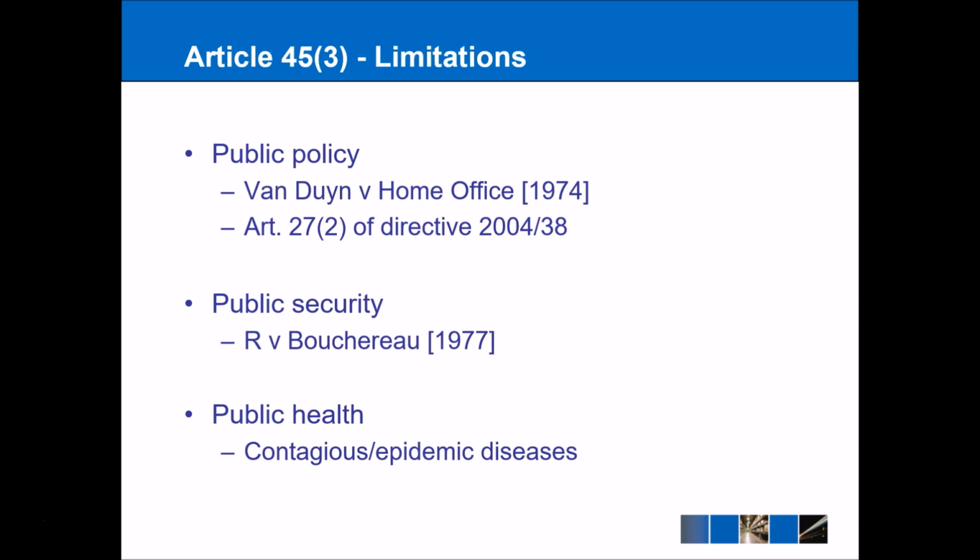Public security as well, Crown against Bouchereau. This is a criminal case where a worker came to the UK from France, had committed a crime, and the UK tried to send Bouchereau back to France on the basis that they were a threat to public security. And the court in this case identified 2 key factors when looking at a worker's previous criminal conviction. Not only do you have to look at the seriousness of the crime, so obviously something like murder would be very serious, whereas petty theft would be a lot less serious.